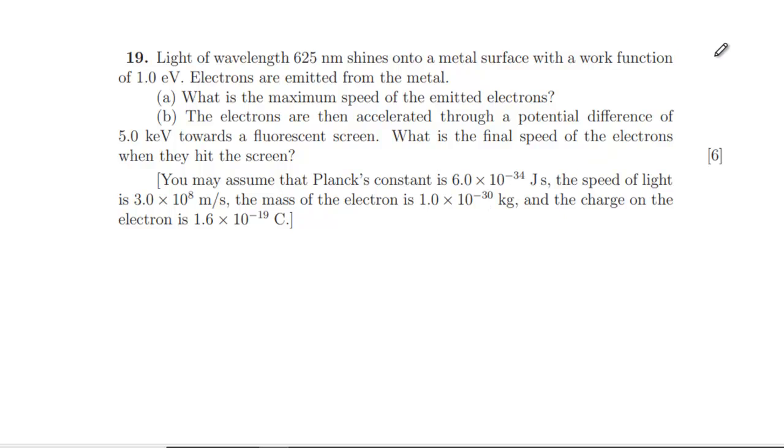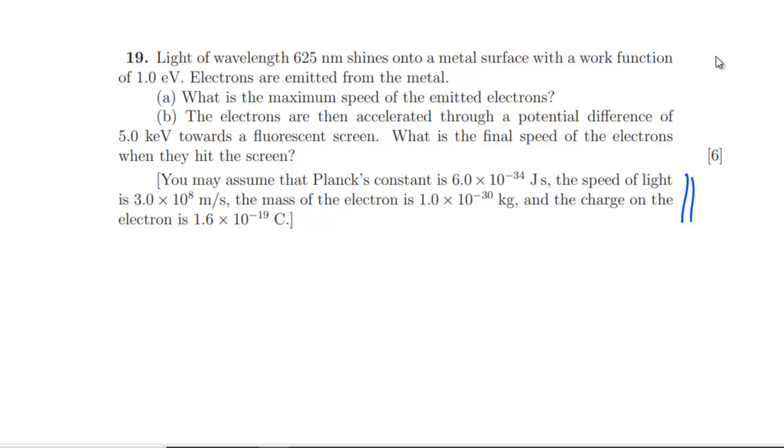Light of wavelength 625 nanometers shines onto a metal surface with work function of that. What is the maximum speed of the emitted electrons? They've given us a whole load of numbers here, so that's going to help. They've given us all these constants.